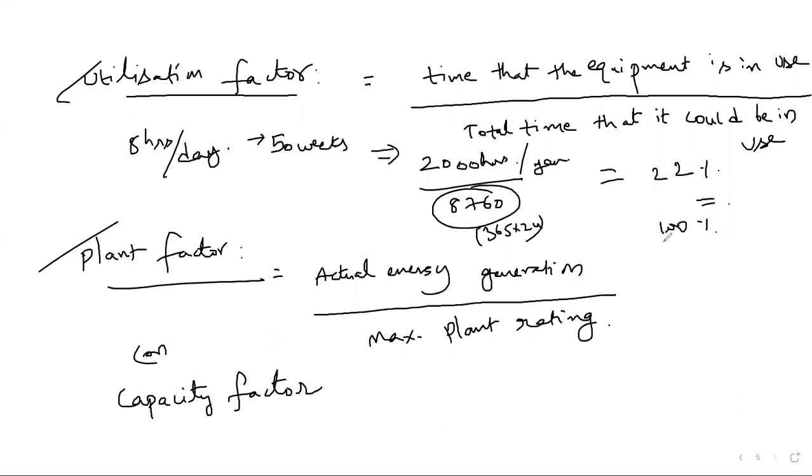So note down the ratio of total actual energy generation produced over a specified period of time when the plant is operating at maximum rating.